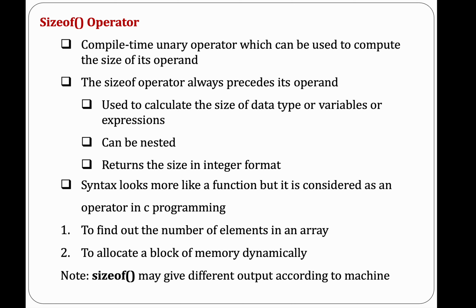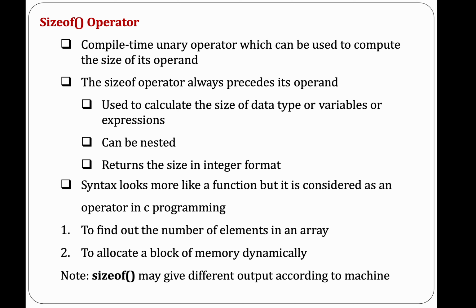You have an operand called a, or you have an expression called a plus b, or you have a literal called 5. Before that we have to use sizeof, and here we are using brackets. Inside the brackets we can pass 5, or any expression or variable name. Preceded means before the operand, it's preceded with sizeof. This helps to calculate the size of the data type, a variable or expressions, or you can calculate the size of the literals also.